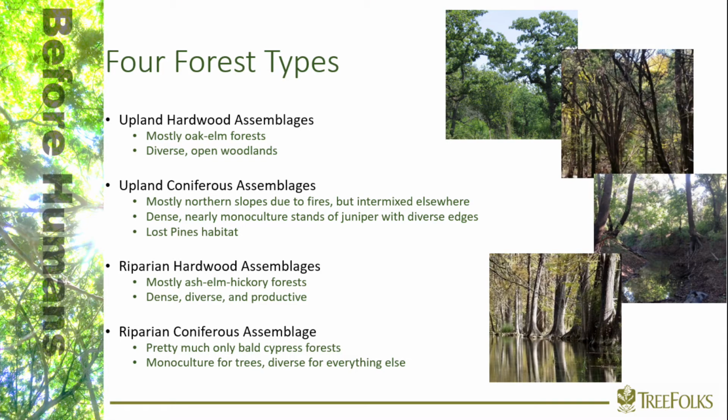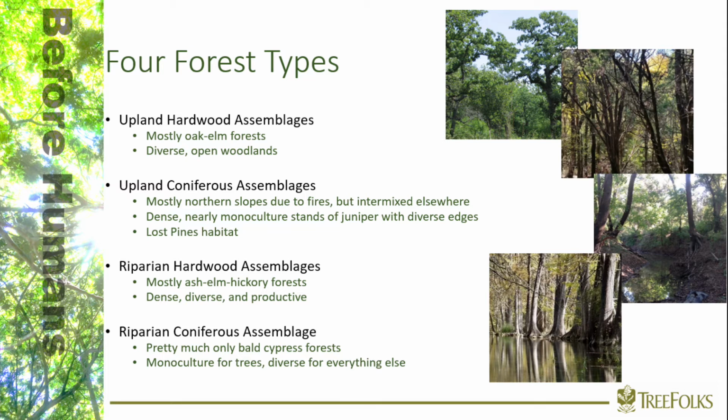Here in Central Texas, we have 4 distinct forested climax communities that can form. The first is the upland hardwood assemblages. These can be quite variable depending on where they are, but are most commonly oak-elm forests. Since these are upland forests that experience drought often, they are more open woodlands that tend to have heightened diversity.